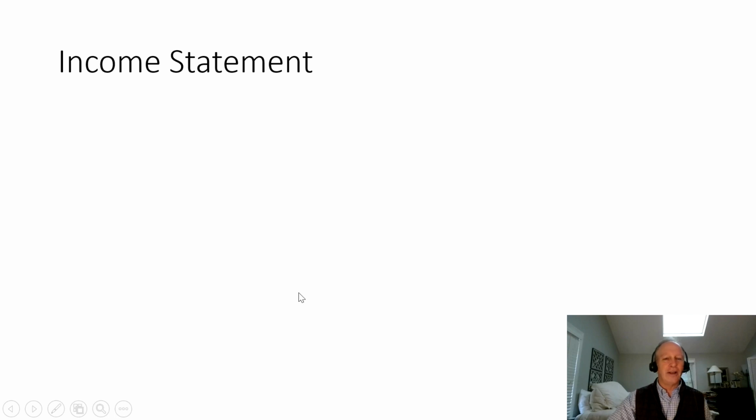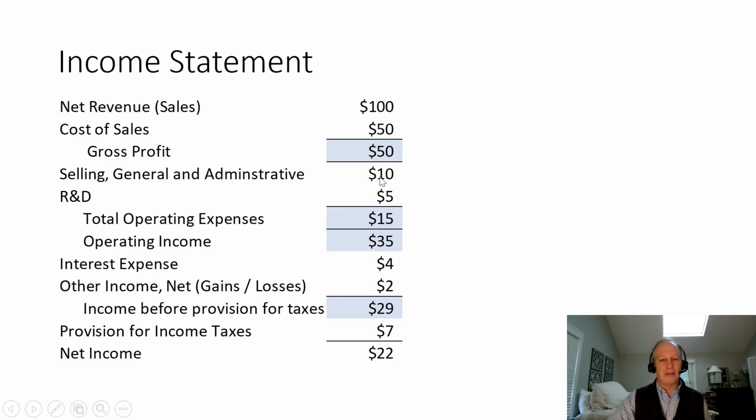So let's take a look at what a basic income statement looks like. A basic income statement looks like this. You're going to have net revenue or sales at the very top. That's the top line. And then you're going to start deducting things underneath it. So what are the things you deduct? Well, the first thing is the cost of sales. Sometimes that's also referred to as the cost of goods sold.